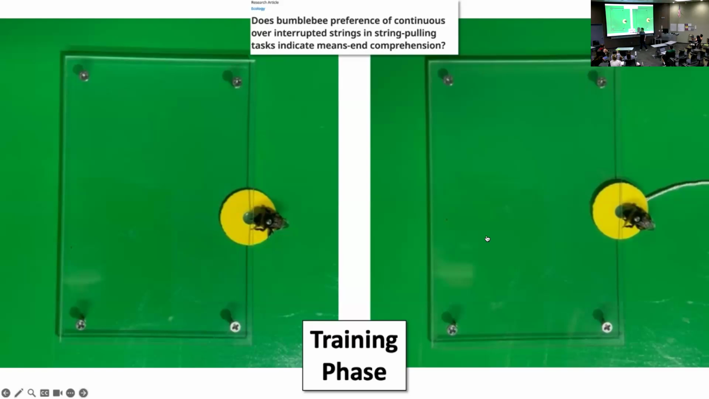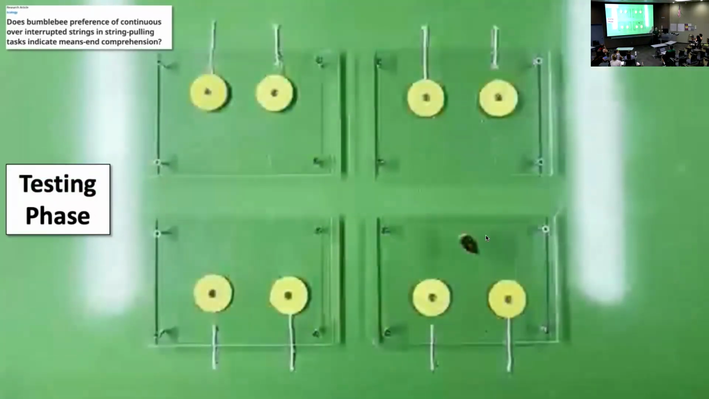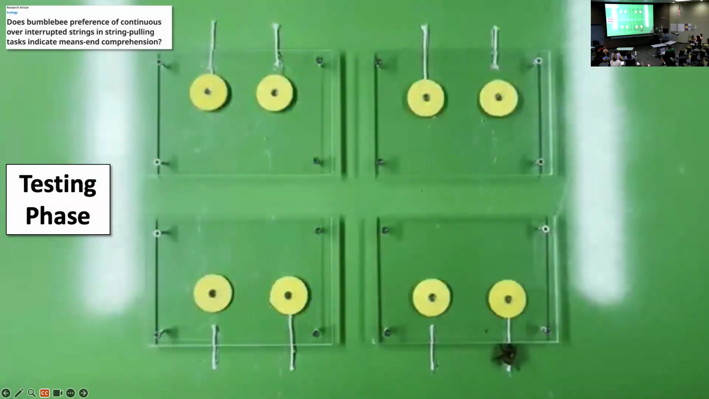But anyway, okay, so you can train them in these different ways. And then the question is, how do you test them? Well, here's the test. They're going to give them a bunch of different tables like this. So there's one bee and multiple tables. And notice under each table, there is a yellow disc with an intact string and a yellow disc with a cut string. And so when they test, they watch where the bee goes.